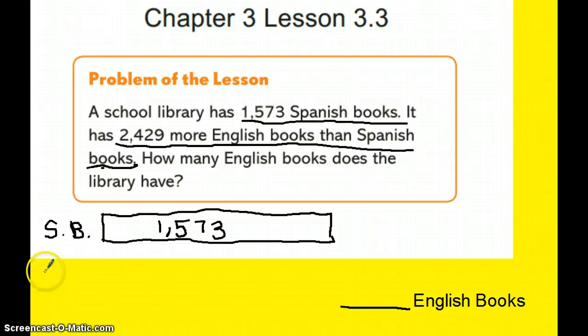Now, I need to create another bar to represent English books as well. So I'm going to put the EB here to represent English books, and I'm going to look back into my word problem. There were 2,429 more English books than Spanish books. So I know my bar is actually going to be longer than the Spanish books bar because there are more English books.